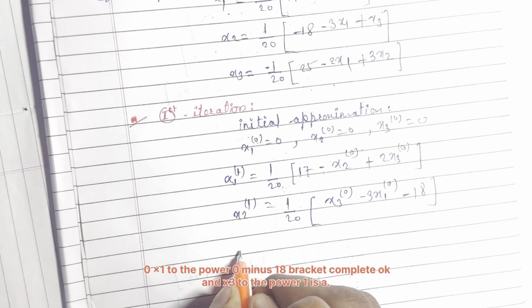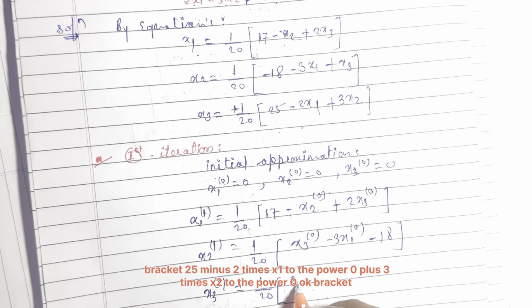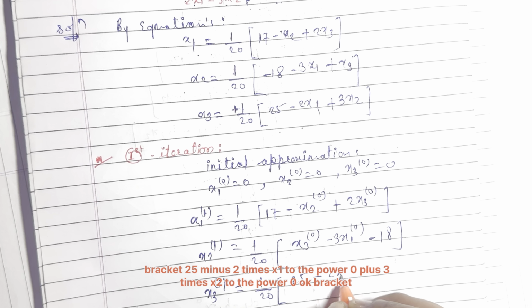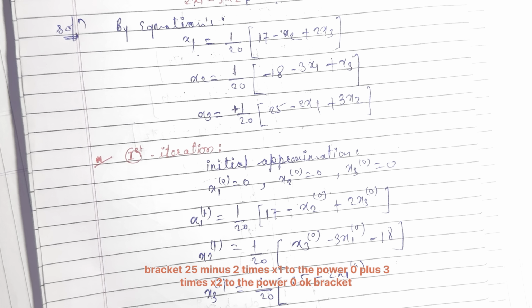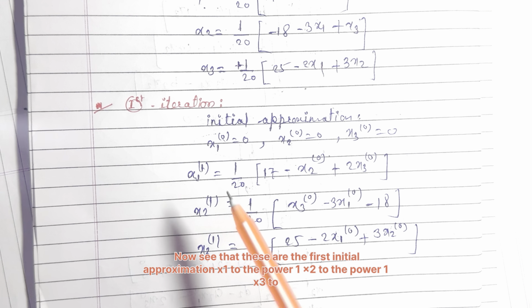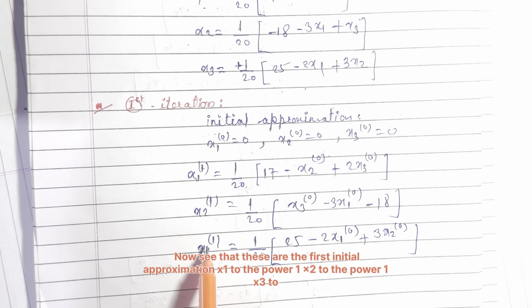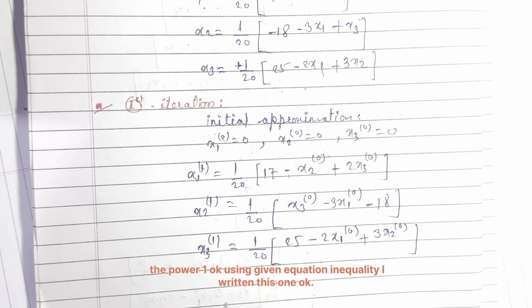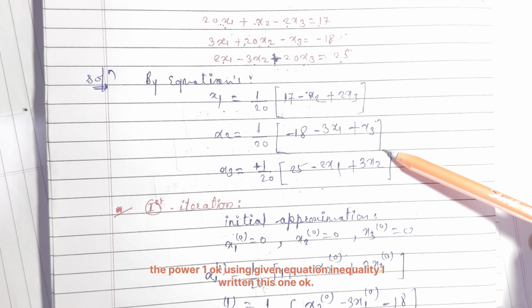Okay, and later on x3 to the power 1, we write 1 by 20 under bracket 25 minus 2 times x1 to the power 0 plus 3 times x2 to the power 0. Okay, bracket complete. Now see that these are the first initial approximation, x1 to the power 1, x2 to the power 1, x3 to the power 1. Okay, using the given equations I have written this one.